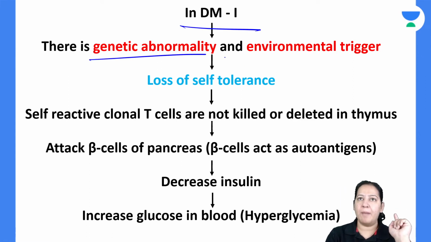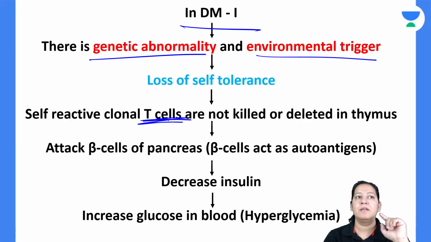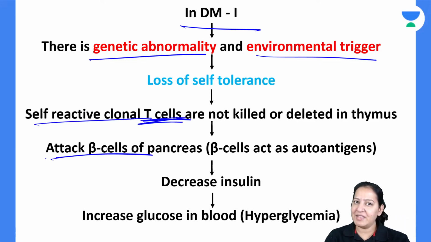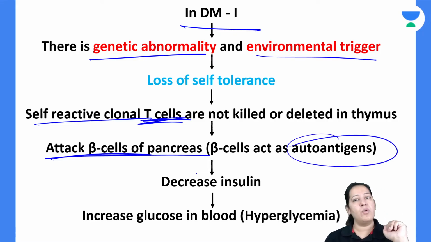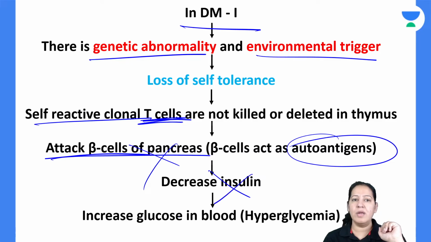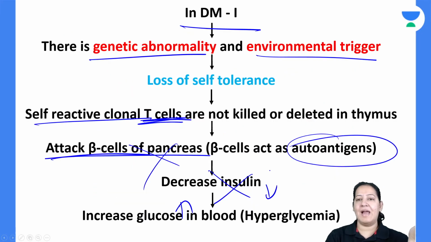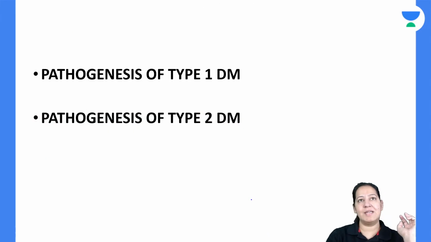Due to genetic abnormality or environmental trigger, the T lymphocytes become self-reactive and they attack the beta cells of the pancreas, because the beta cell of the pancreas is an autoantigen for them. So beta cells are killed, so there is no insulin, so glucose increases. Insulin कम है तो glucose ज़्यादा है. That is hyperglycemia, that is leading to type 1 diabetes. That is type 1. Let me come to type 2 diabetes now.